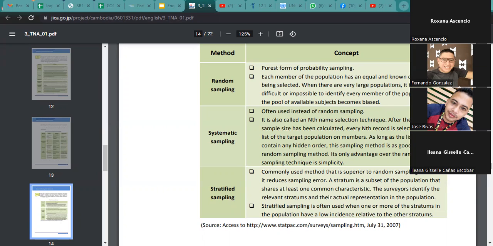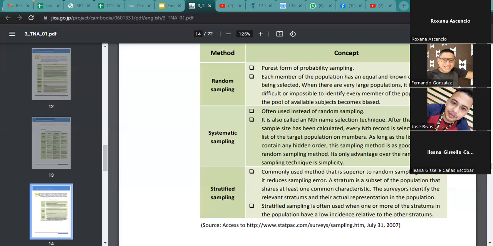Okay. Systematic sampling, often used instead of random sampling. It is also called Nth name selection technique. After the required sample size has been calculated, every Nth record is selected from a list of the target population of members, as long as the list does not contain any hidden order. This sampling method is as good as the random sampling method. Its only advantage over the random sampling technique is simplicity.